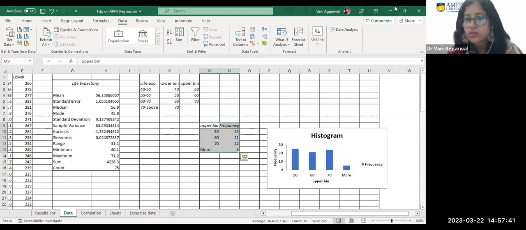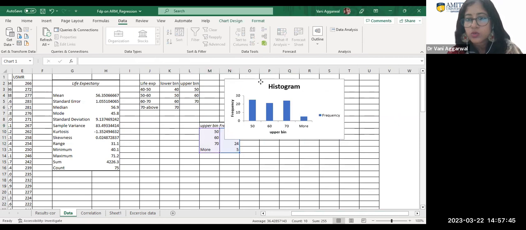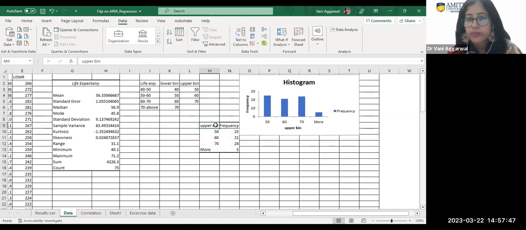Okay, so this is your histogram, right? You can shift this table here.